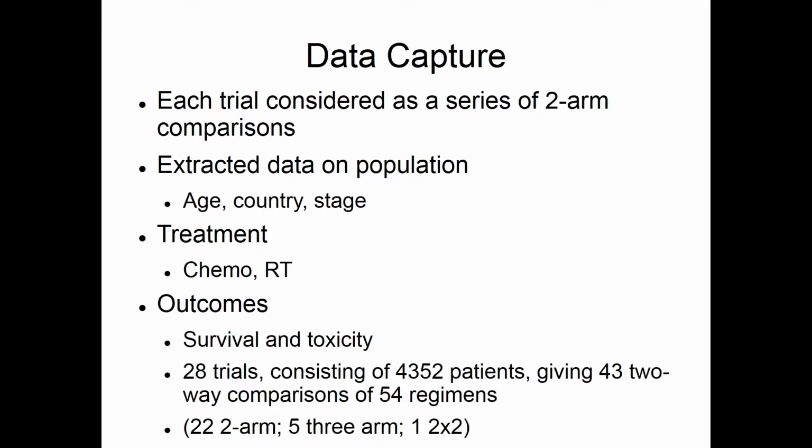And we had an Excel spreadsheet, and we extracted data on age, country, stage, the treatment they had, and then their outcomes. So we looked at survival and toxicity. And in the end, we had 28 trials with just under 4,500 patients. We're looking at 43 two-way comparisons of 54 regimens.